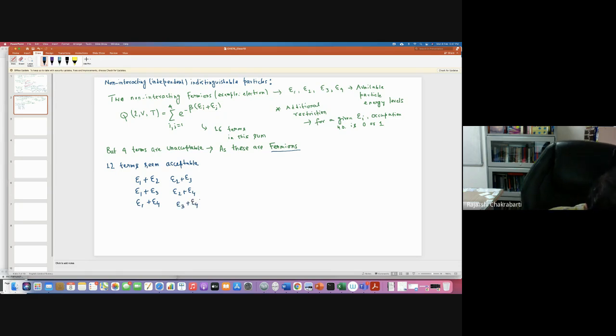Now these particles are indistinguishable. They are all red in color, for example. If we could distinguish them, then I could have another arrangement. What is that? I can exchange these two, isn't it?